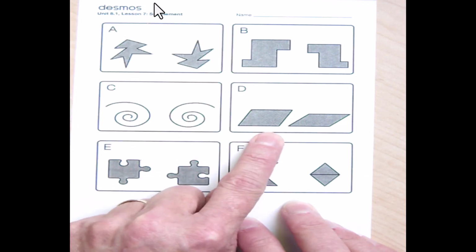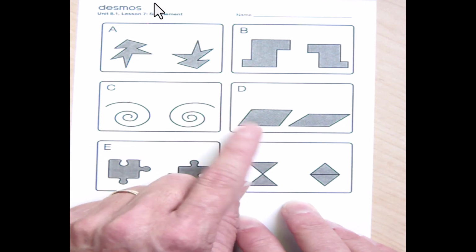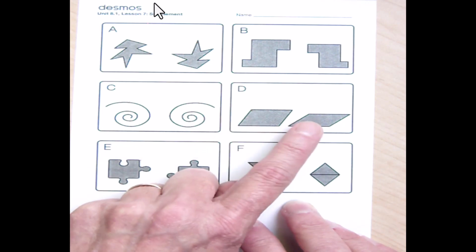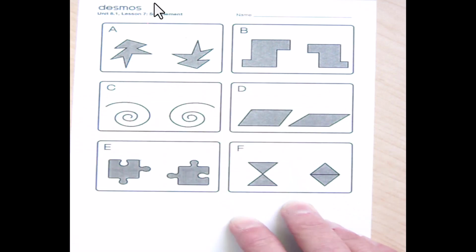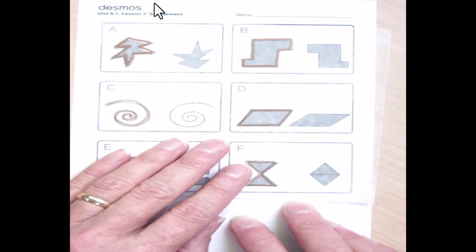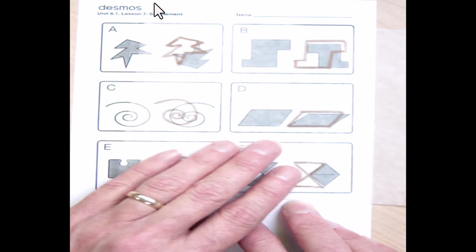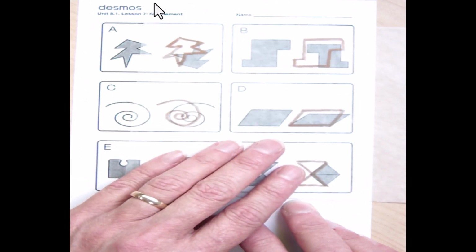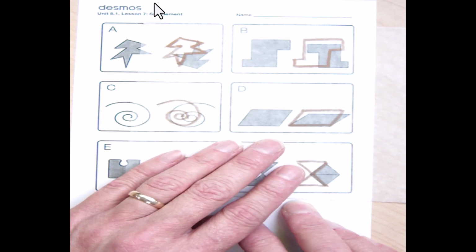With D, again, I can just tell by looking that those are not the same. This one is flatter than the one on the left, but I could always use transparent paper to verify that. If I tried to just translate that over, clearly they're not the same shape. It doesn't fit perfectly on top of the other one.